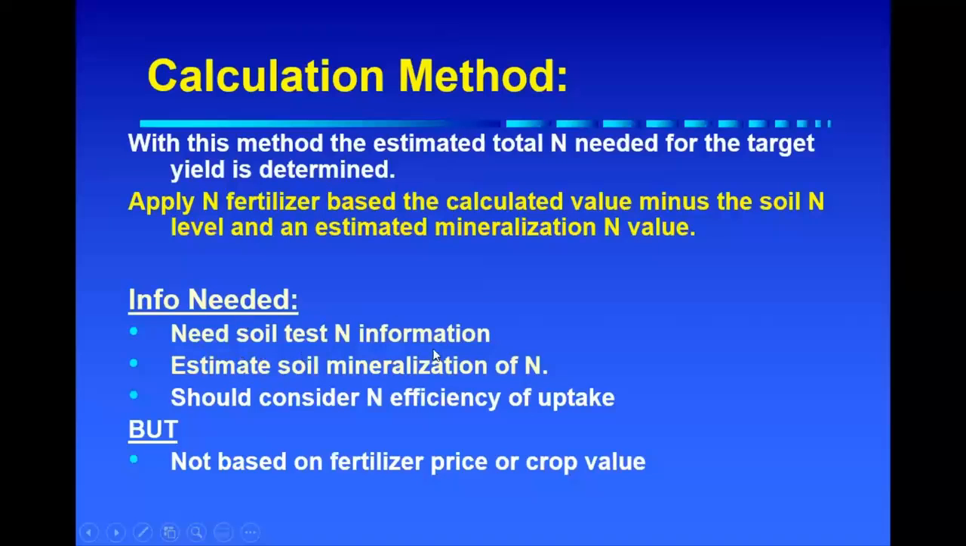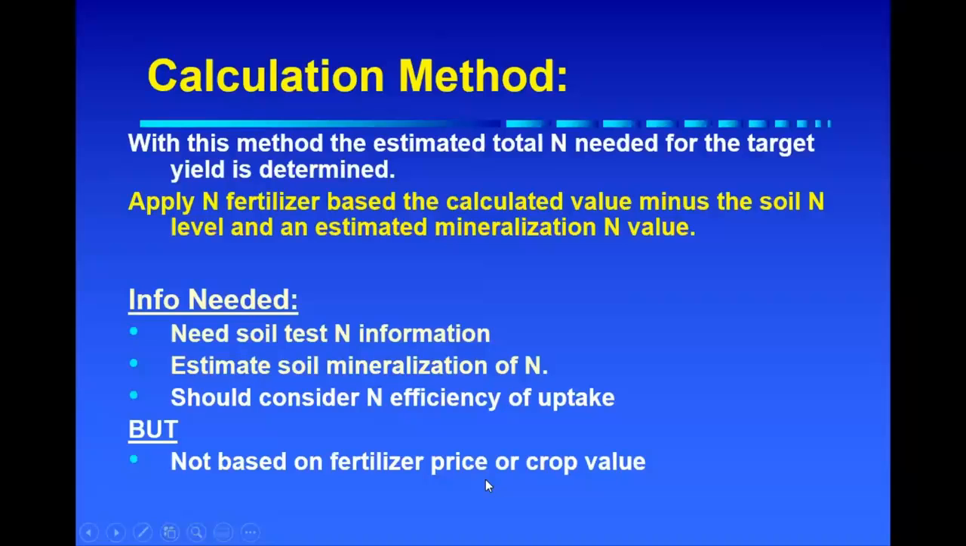So you do need soil test nitrogen information. You do need to have an estimate of mineralization of nitrogen, but by doing it this way, you don't consider the efficiency of the nitrogen that you've applied. Is it 60% or 70%? That's not taken into consideration. But these things are taken into consideration when you develop fertilizer response curves in different soil areas. That's why I like using fertilizer response curves that are developed in the field versus the calculation method. And the other downside of this is that it's not based on crop price or crop value.